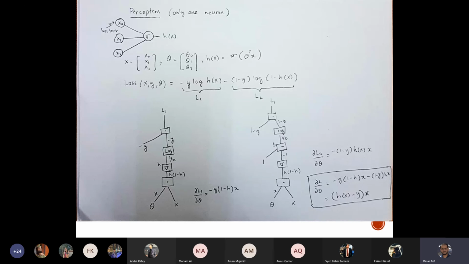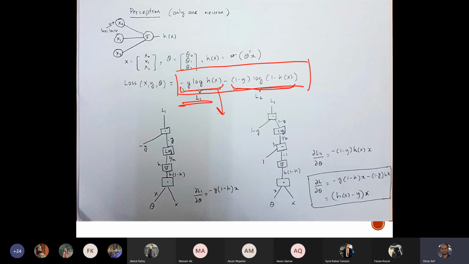Let's look at this example over here. This is also very simple in the sense that it also consists of only one neuron. But the loss function is a little bit more complex than the loss function for linear regression. So this is my loss function for logistic regression, right? And let's break it into two parts. This is L1, this is L2. If I want to compute the derivative for this part, that is what I'm going to do.